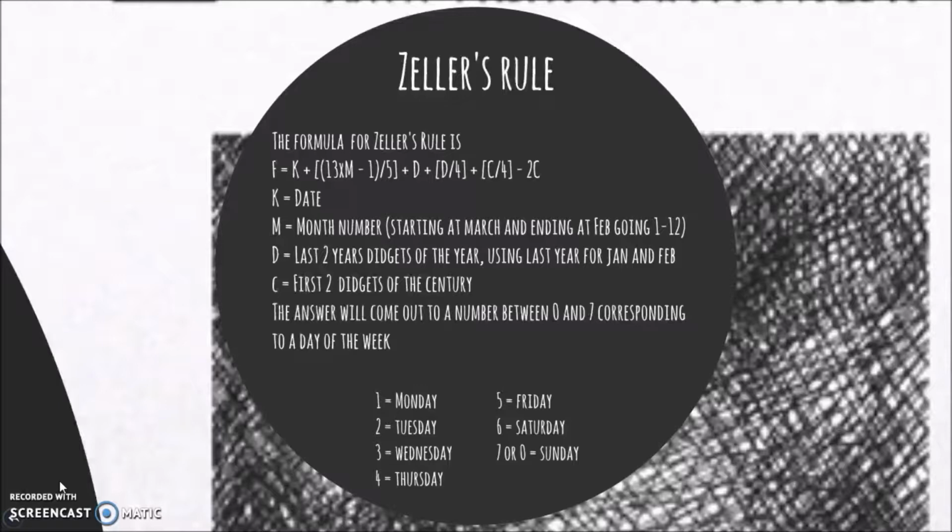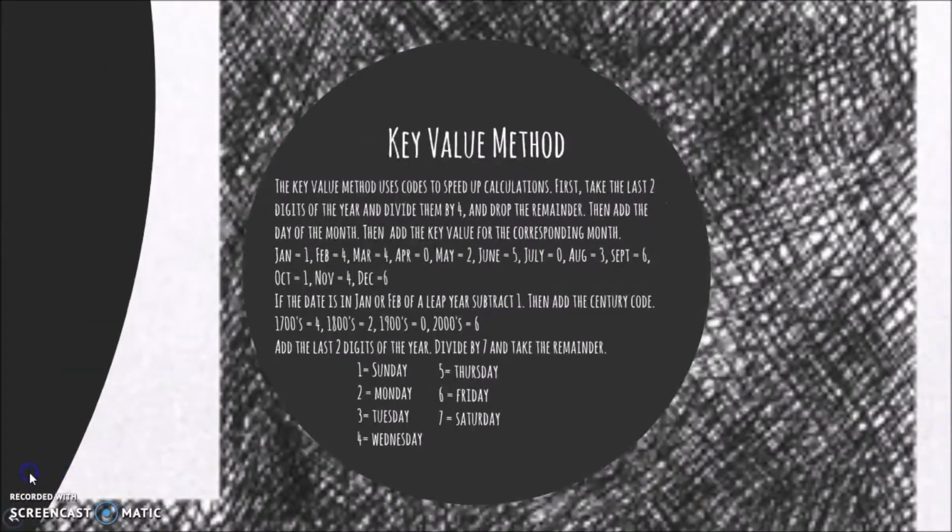starting at March and ending at February, going 1 to 12. D equals the last 2 digits of the year, using the last year for January and February. C equals the first 2 digits of the century. The answer will come out to a number between 0 and 7, corresponding to a day of the week. 1 equals Monday, 2 equals Tuesday, 3 equals Wednesday, 4 equals Thursday, 5 equals Friday, 6 equals Saturday, 7 or 0 equals Sunday.